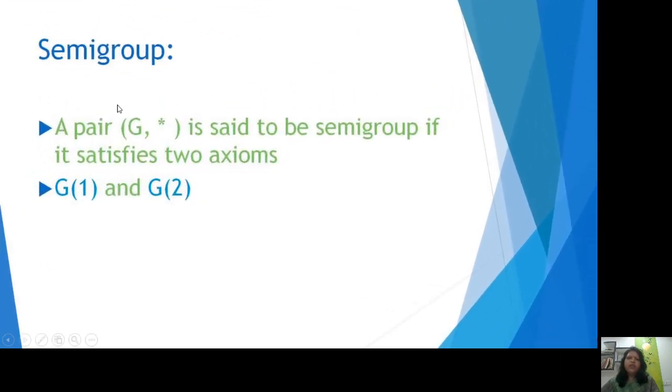So now the next definition is a semi-group. So what is a semi-group? A pair (G, star) is said to be a semi-group if it satisfies two axioms G1 and G2. So out of five axioms, if the first two axioms G1 and G2 are satisfied by that set with that binary operation star, then that set is said to be a semi-group.